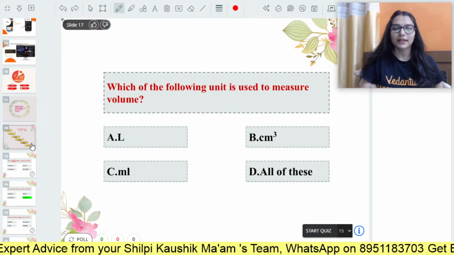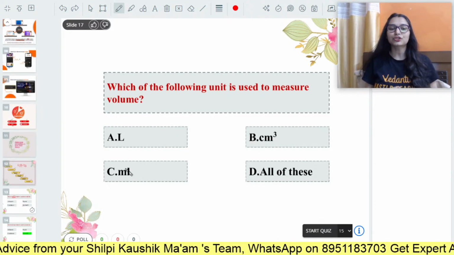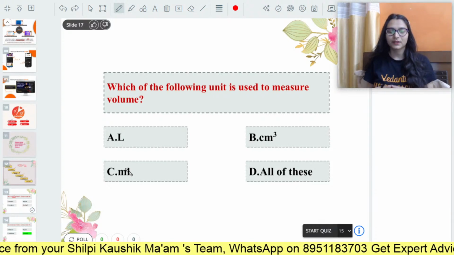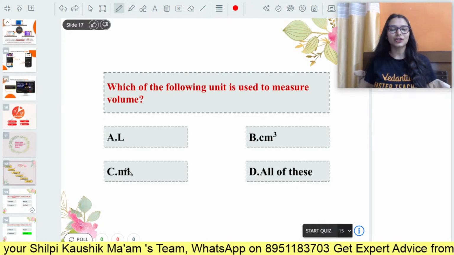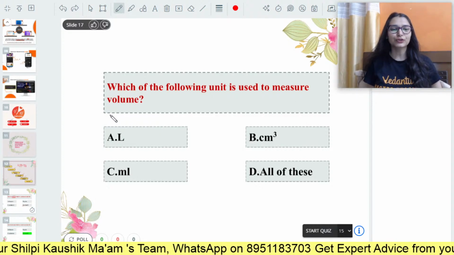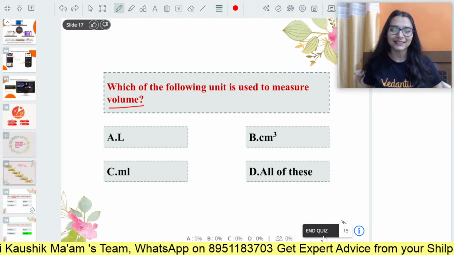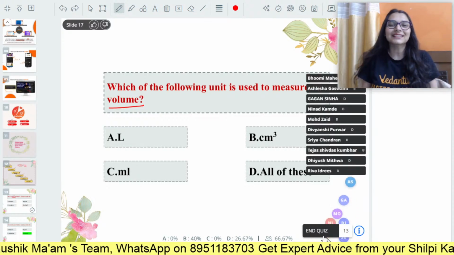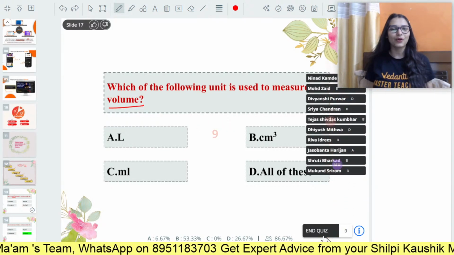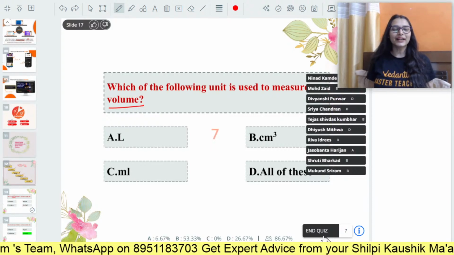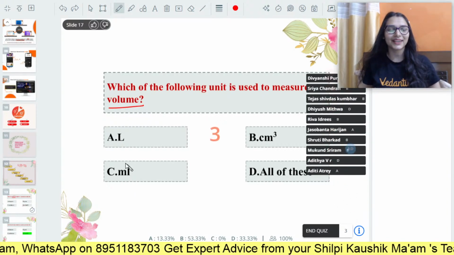Now the next one. Which of the following units is used to measure volume? Liter, centimeter cube, milliliter, or all of these? Your time starts in 3, 2, 1, attempt. Now why are we having these questions? How are they related to matter? This is what we will understand now. Meanwhile, you keep on thinking, ma'am, how is this even possible? How are you doing this?